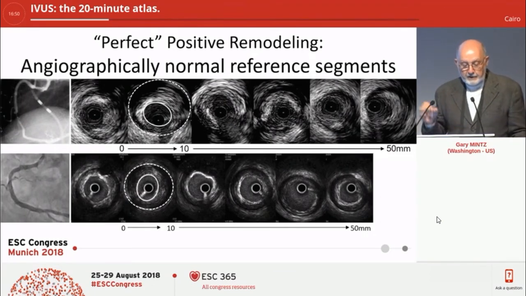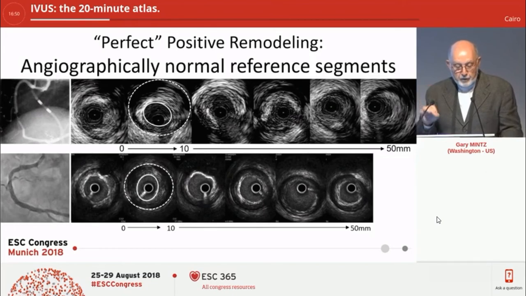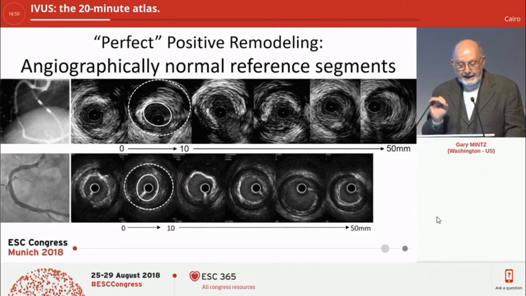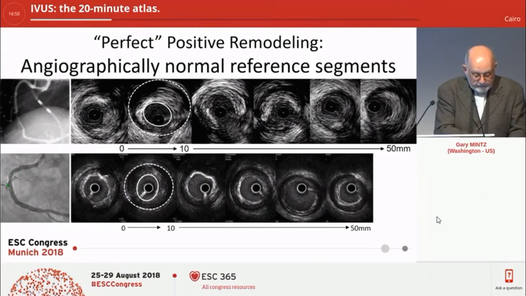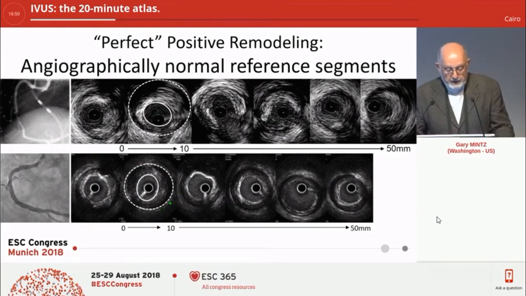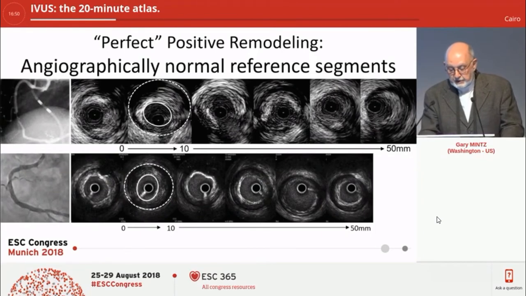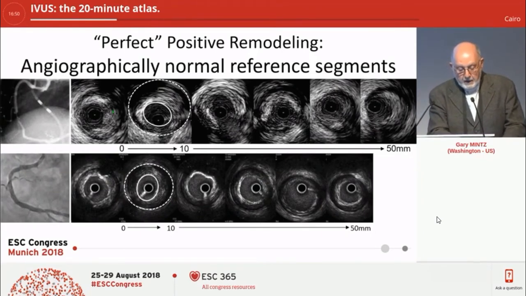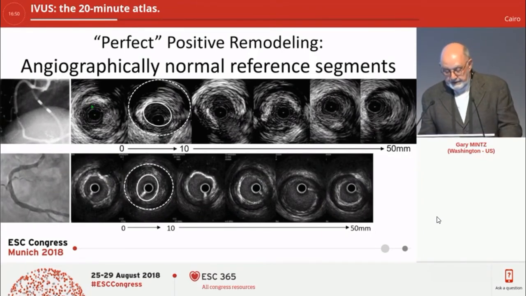So here are two examples of perfect positive remodeling in angiographically normal reference segments. If you look here, the right coronary artery is only minimally diseased, but when you look at the lumen and the adventitia, there's a huge amount of plaque, and positive remodeling has precisely preserved the lumen dimensions. And this is another example up top of a patient undergoing PCI.